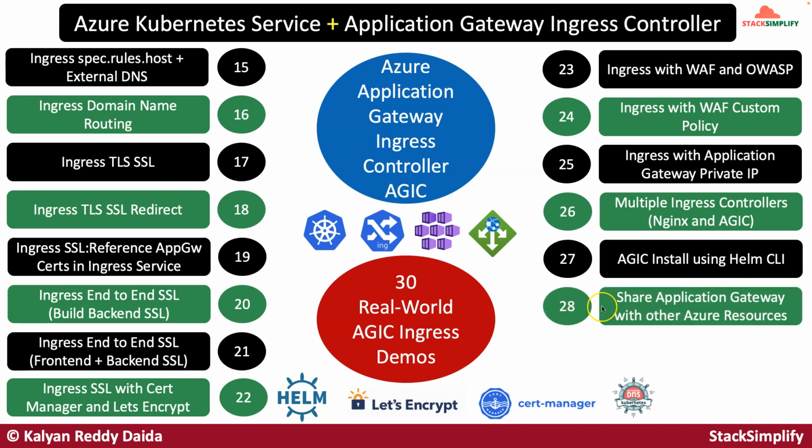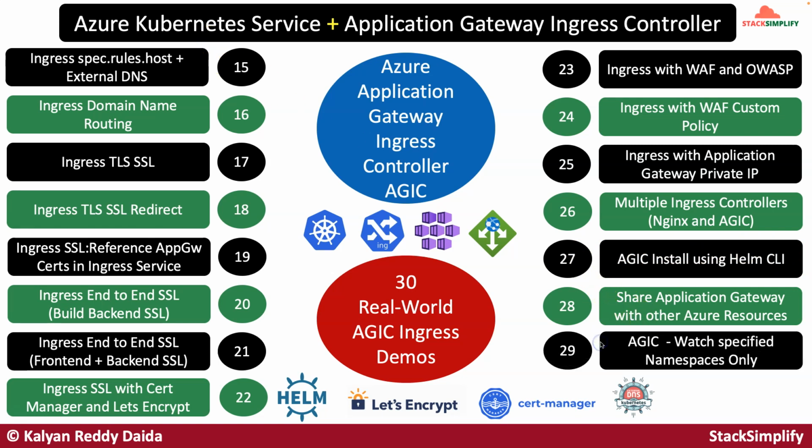For example, if you take demo 28, right? So if you want to use your application gateway to share with other Azure resources and also with Azure Kubernetes Service in combination, then you need to enable shared equal to true in your AGIC controller. And when you are using Azure Kubernetes Service with application gateway Ingress controller as AKS add-on, it is not possible. It is possible only when you install your AGIC Ingress controller using Helm charts on your AKS cluster. So that is one thing.